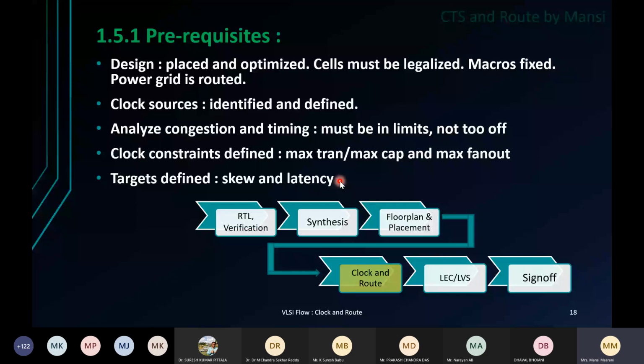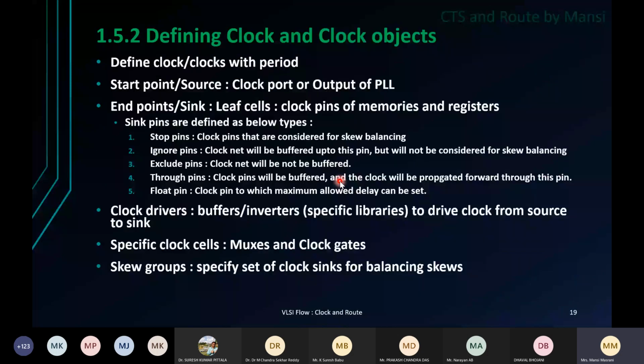Now, defining clock and clock objects. What we do is define a clock at a certain clock port or the output of a PLL. We name that clock, whatever, CLK, clock A. If there are multiple PLLs and multiple clock ports, then we define them with multiple names, and each of them should have a different period. Because if there are two clocks with the same period, then why do we have two clocks? So we have to define different periods for clocks, and any design can have multiple clocks.